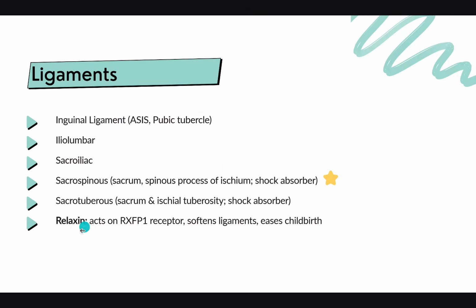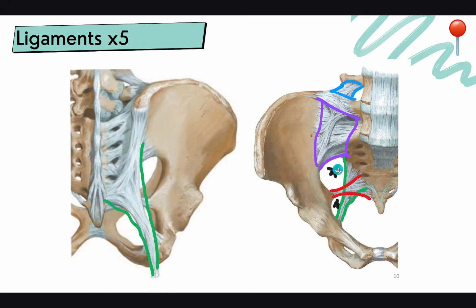Another thing that was mentioned in your slides was something called relaxin. So relaxin is basically a hormone that makes all of these ligaments loosen and allows for easier childbirth. Not really that important, but just thought of mentioning it.